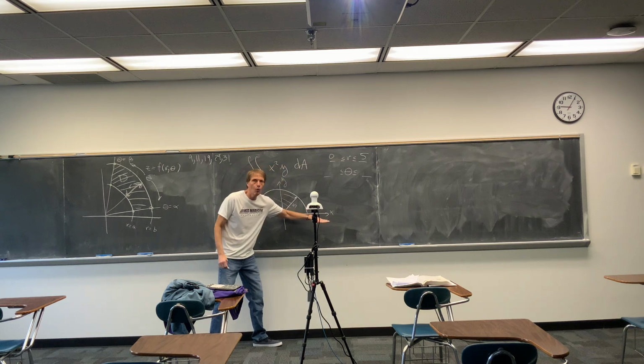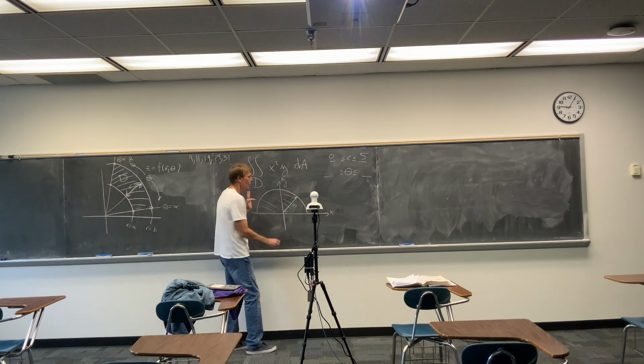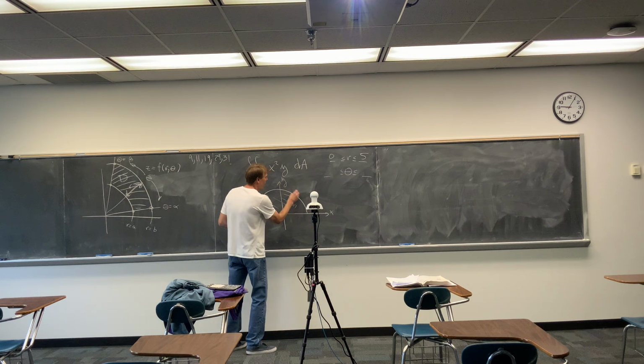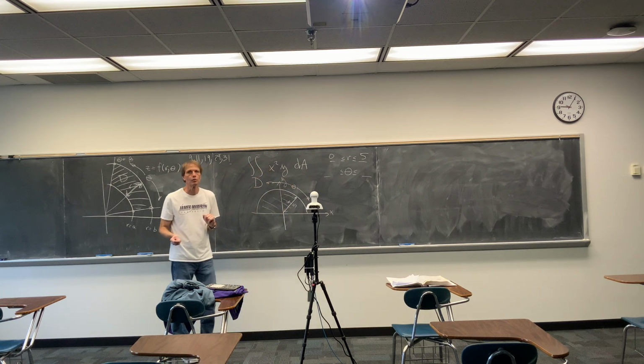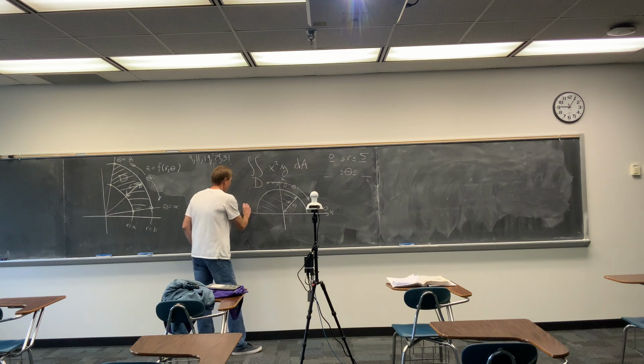What angular variable, if I'm sweeping like this, what is the angular variable running between? R is running between 0 and 5. What's theta running between? 0 and pi. It's running between 0 and pi.